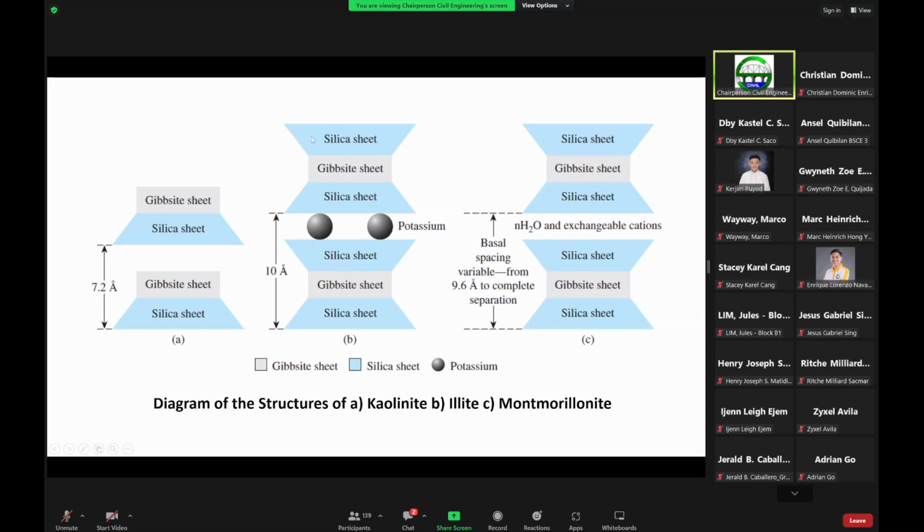Now, in the case of illite, this one here, you have a gibbsite sheet sandwiched between two silica sheets, and they are bonded by potassium ions. The same case for montmorillonite: you also have a gibbsite sheet bounded between two silica sheets, and they are bonded together by these exchangeable cations.